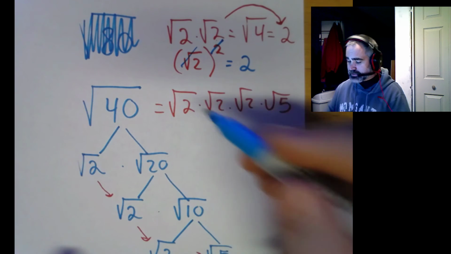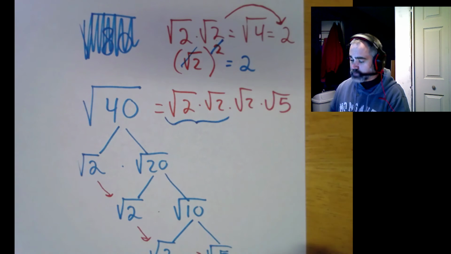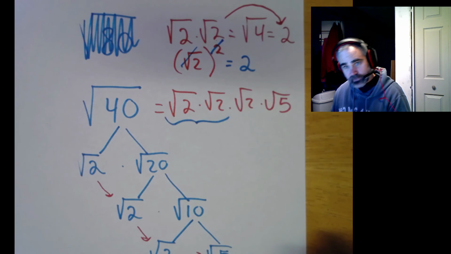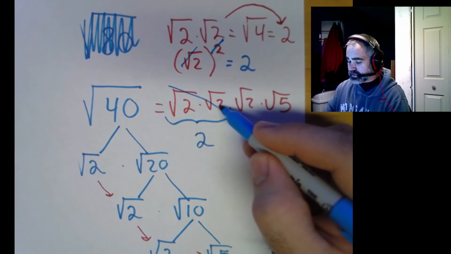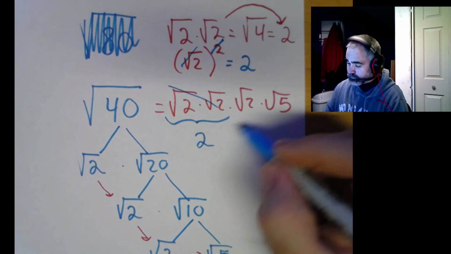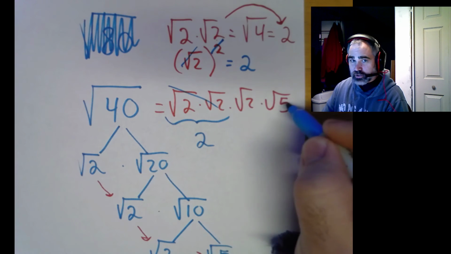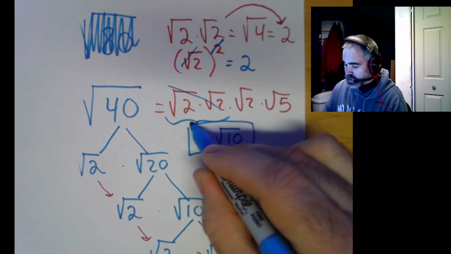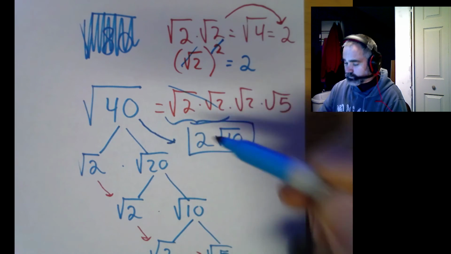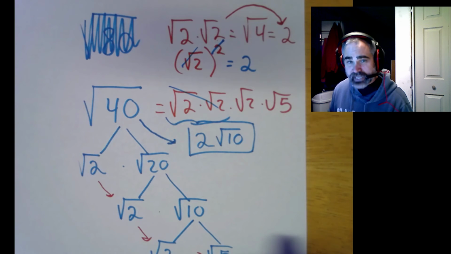So let's see what happens here. The square root of 2 times the square root of 2 is square root of 4, but this just cancels out and gives me 2, because this is the same as square root of 2 squared. These two multiply together: square root of 2 times square root of 5 equals the square root of 10. And you can check your calculator. The square root of 40 simplifies to 2 root 10.